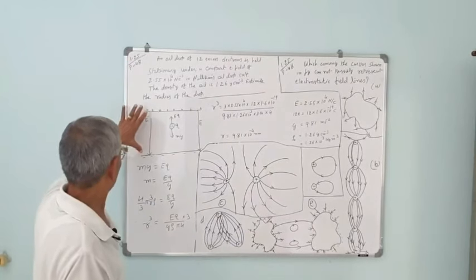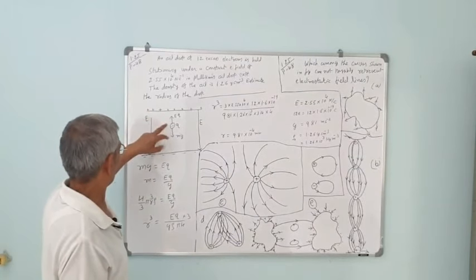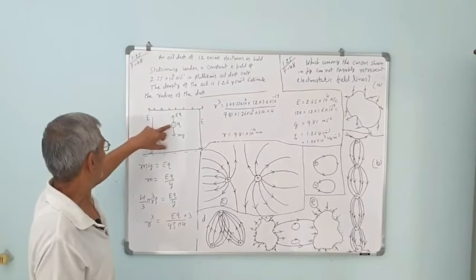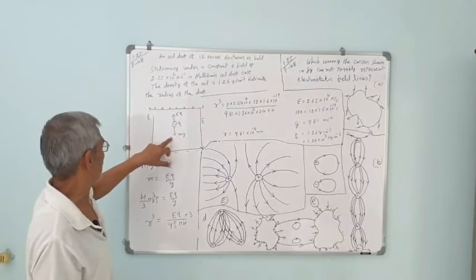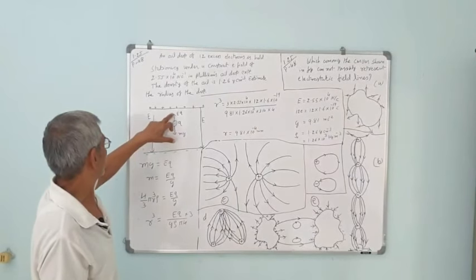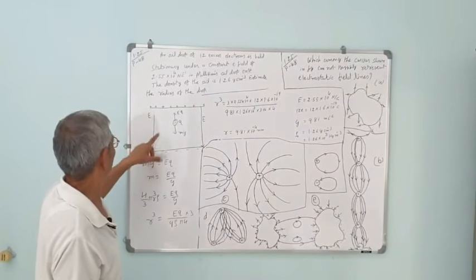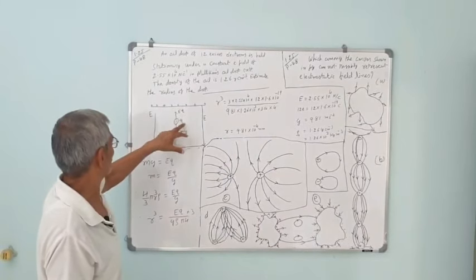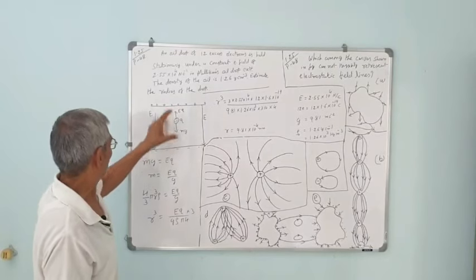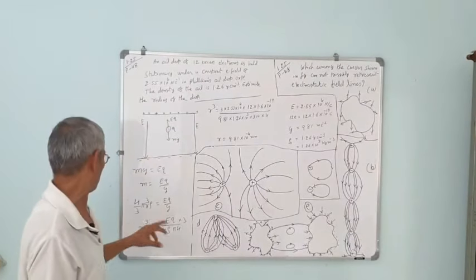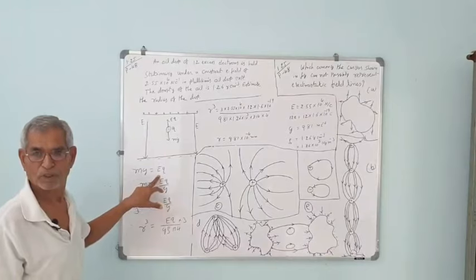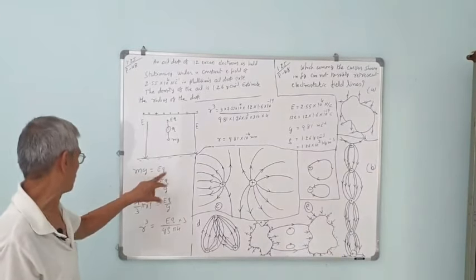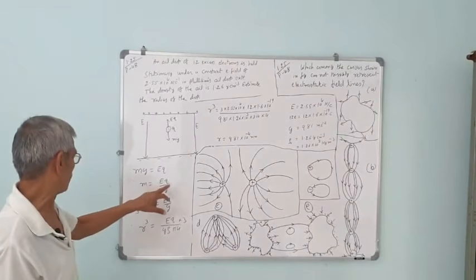Let us see the figure. The drop of 12 excess electrons is held stationary, that is, it is balanced by two forces: gravitational force mg downward and electric force upward. The electric field is in the downward direction, so it will attract the positively charged drop having the charge q. So the electric force eq will be balanced by the gravitational force mg. So mg is equal to eq. Therefore, m is equal to eq upon g.